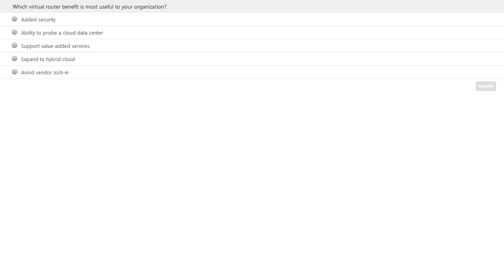Okay, great. Thanks, Linda. Now, as Linda has gone through a number of different benefits of virtual routers, we want to ask the audience which of those virtual router benefits is most useful to your organization. Is it the added security? Is it the ability to probe a cloud data center? Is it being able to support value-added services? Is it to expand to the hybrid cloud? Or is it to avoid vendor lock-in? Again, we'll give folks a couple of minutes to answer this.